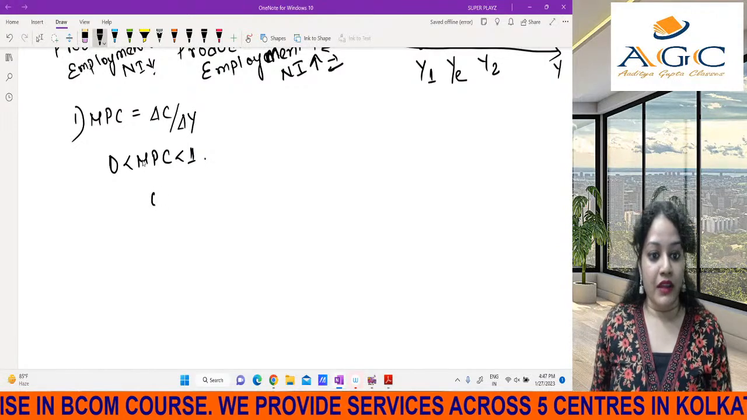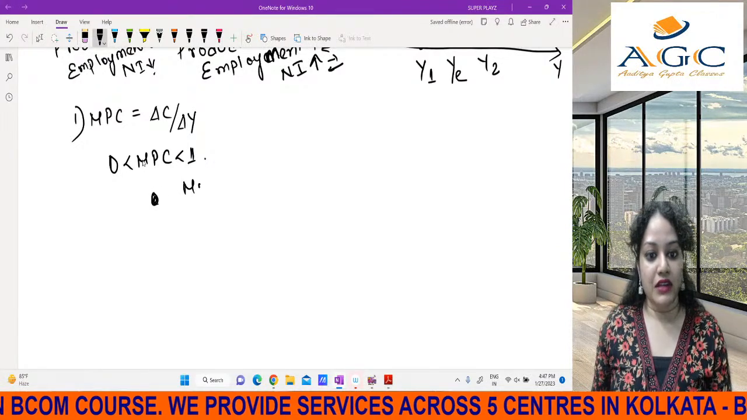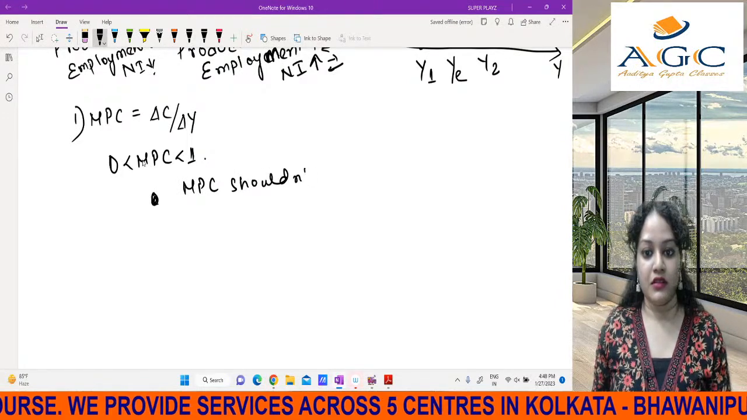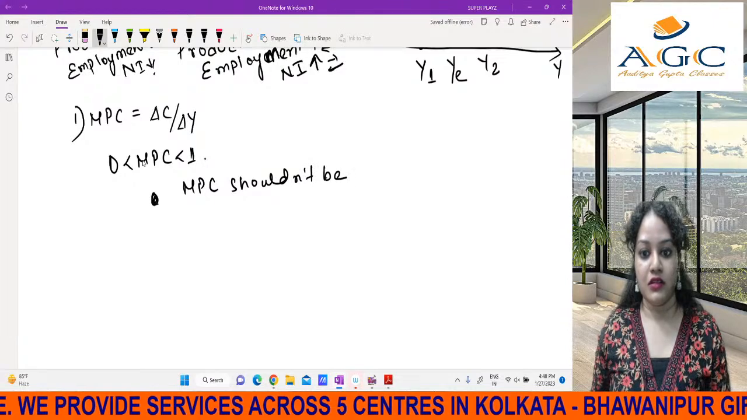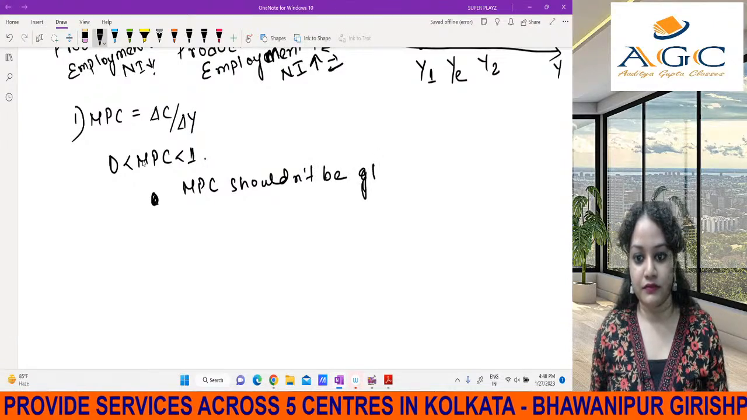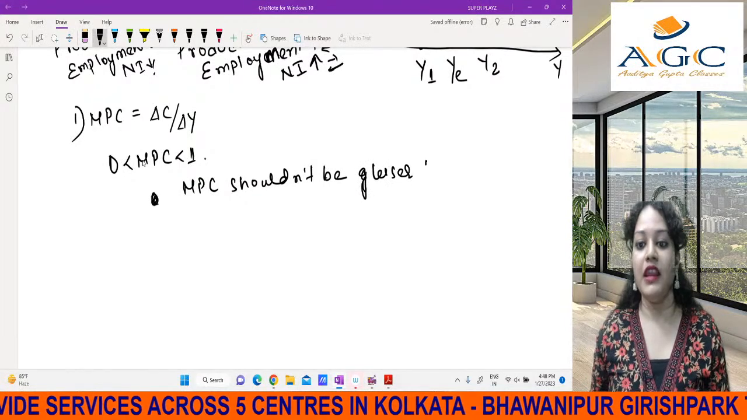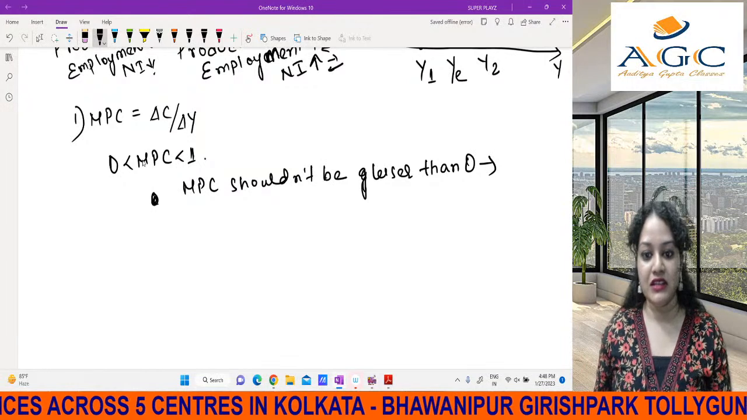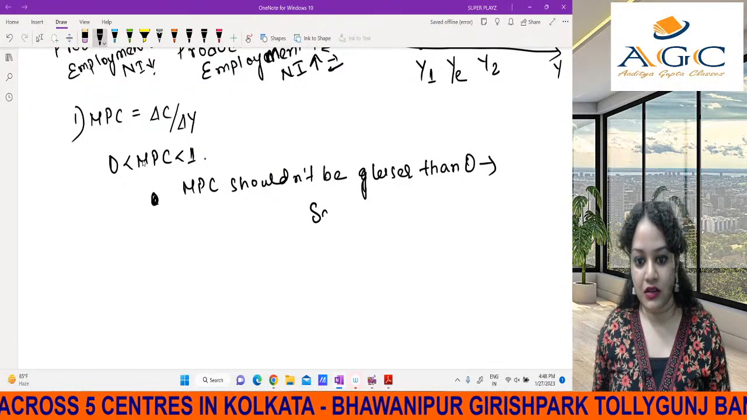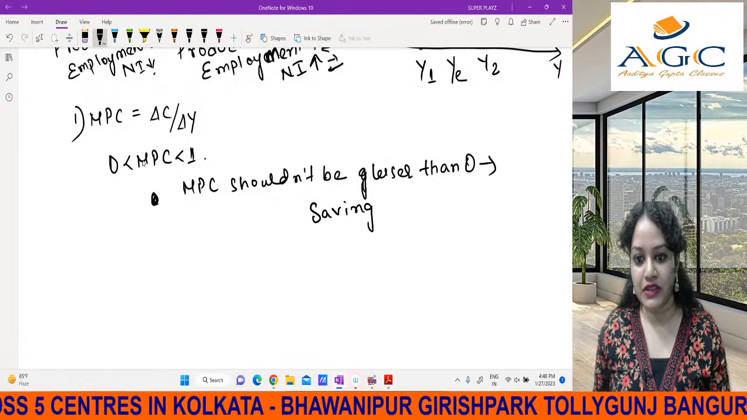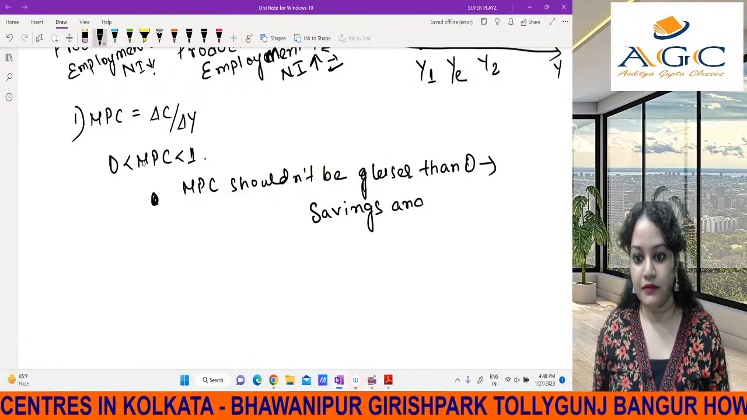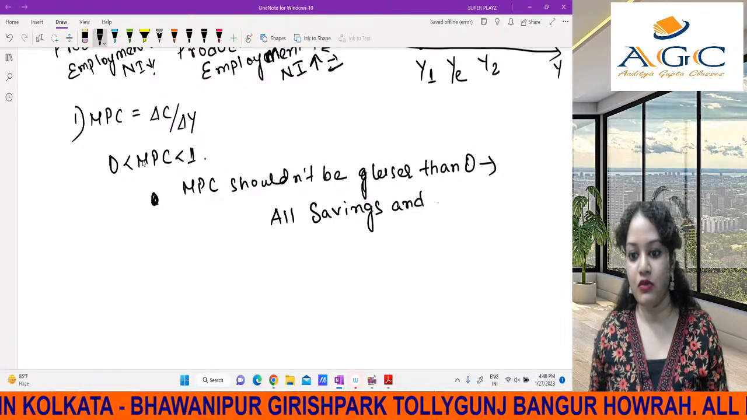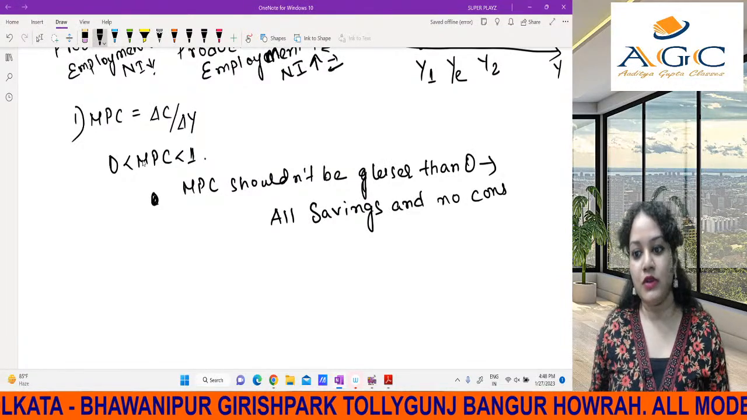Okay, MPC, just write down these few points. MPC shouldn't be lesser than 0, because if it is lesser than 0, it would mean that all of your money is going for savings, all savings and no consumption. That is one point.